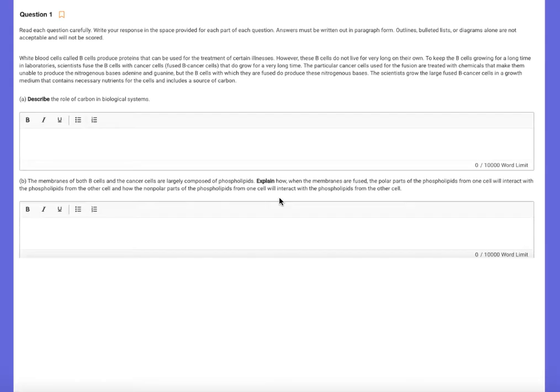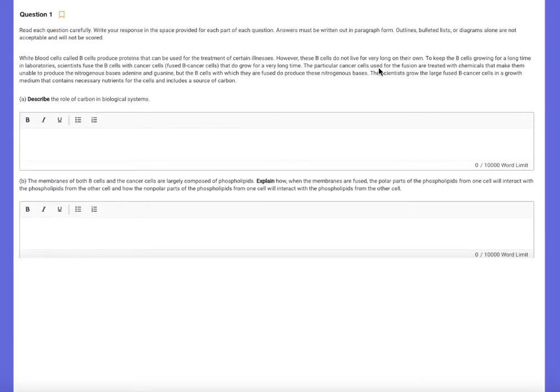It says here that white blood cells called B cells produce proteins that can be used for the treatment of certain illnesses. However, these B cells do not live for very long on their own. To keep the B cells growing for a long time in laboratories, scientists fuse the B cells with cancer cells, calling them fused B cancer cells, that do grow for a very long time.